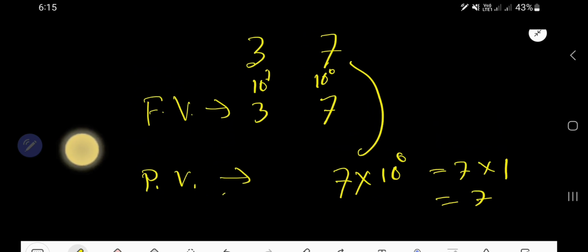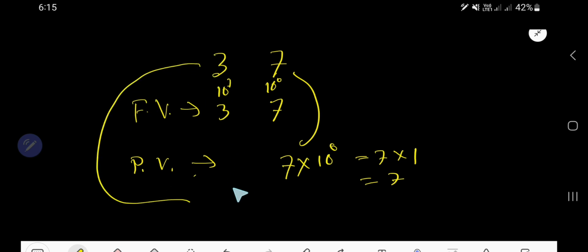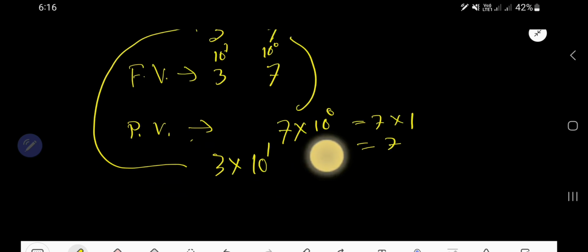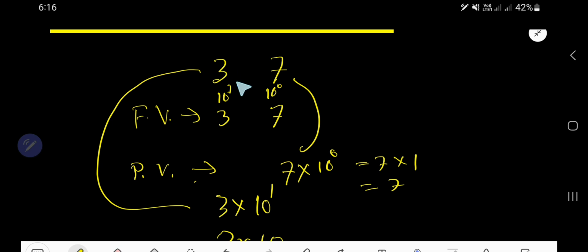So what is the place value of this 3? The face value of 3 times the position of this 3, 10 to the power 1 or 10's place. 10 to the power 1 means after 1 you will have one 0, that is 10. So 30. The place value of 3 is 30.